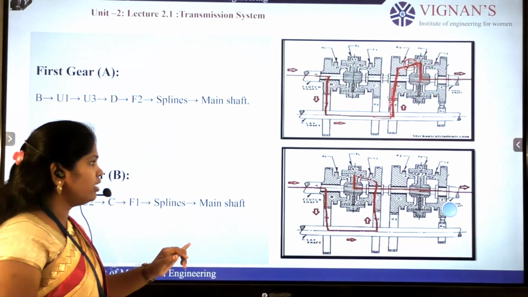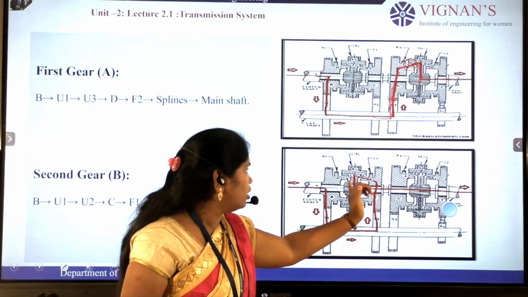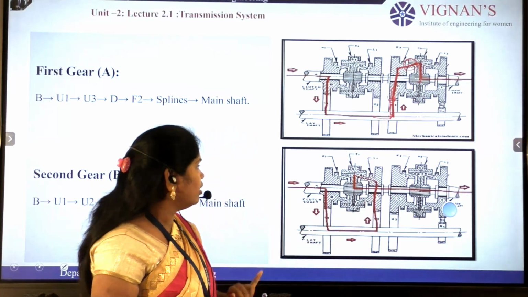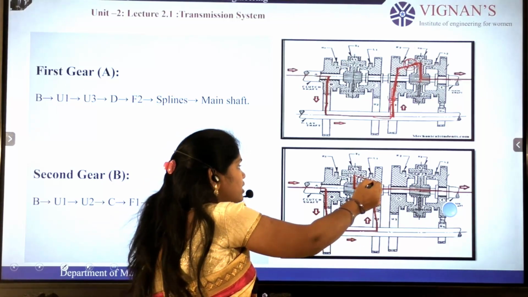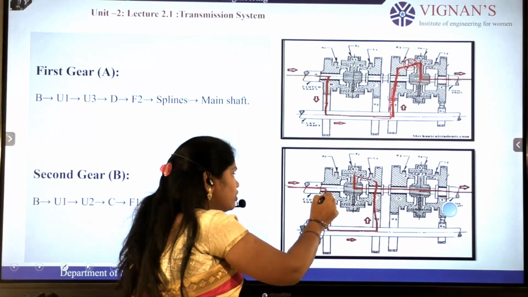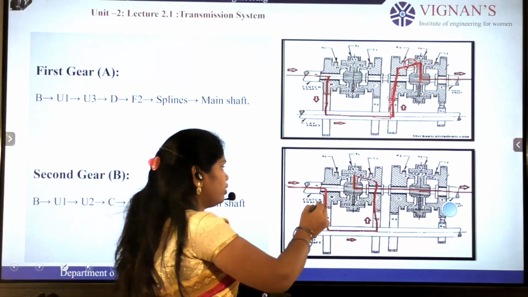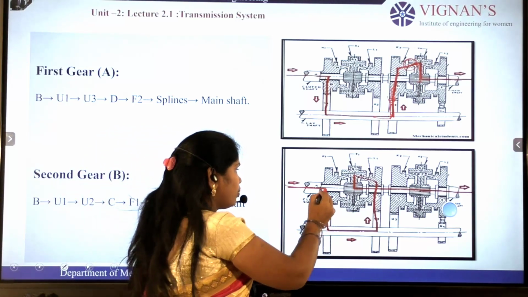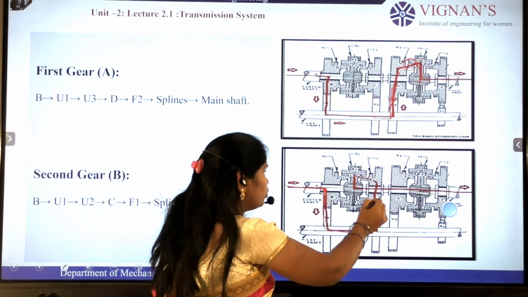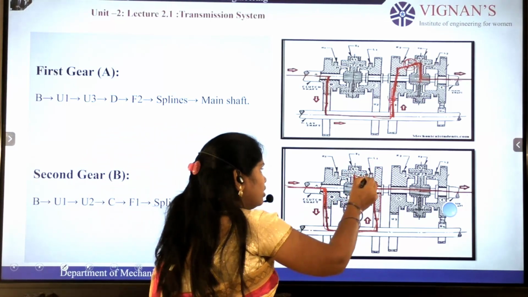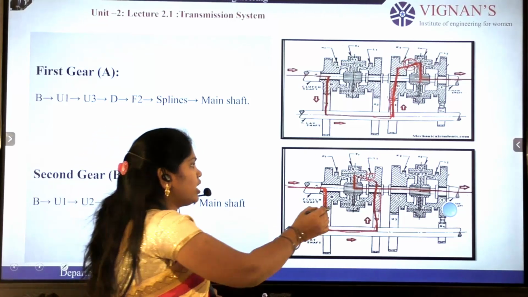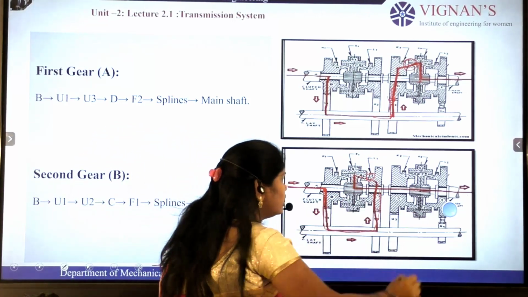Next, second gear. The dog clutch is moved and engaged with this gear U2. Next, gear C. This dog clutch is engaged with the gear C. The power is transferred from the input shaft. This is the input gear. So the power is transferred to the next, U2 to C gear. The dog clutch is engaged at this point, so the power is transferred from the C gear to the dog clutch unit.